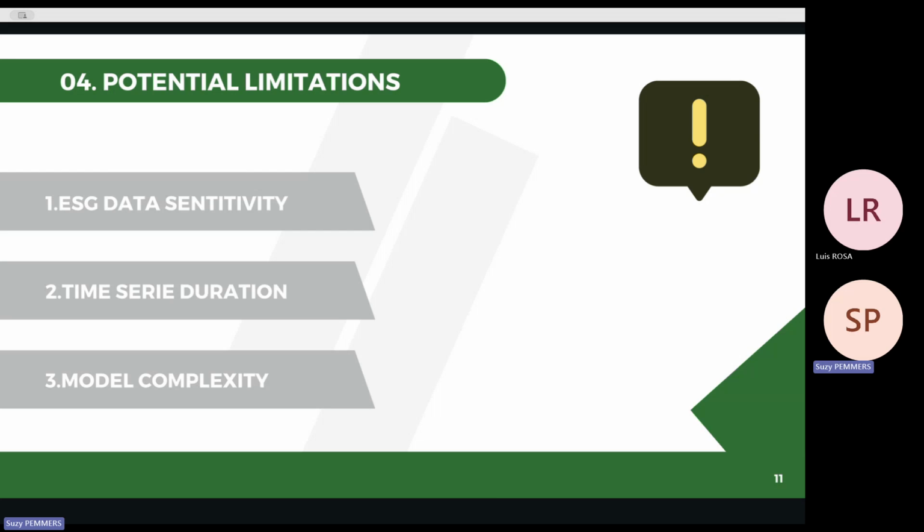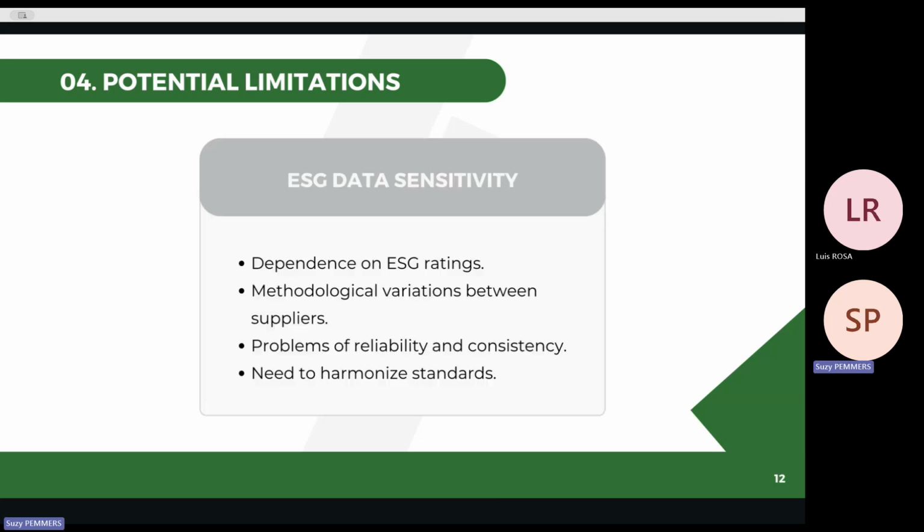Thank you, Luis. So now we are going to talk about potential limitations of this solution, this report. One of the main limitations of this model is a strong dependence on ESG data. This rating can vary significantly depending on the methodologies employed. This creates uncertainty as to the reliability and consistency of the assessments used to construct the portfolio. Harmonization of ESG standards could alleviate this limitation.